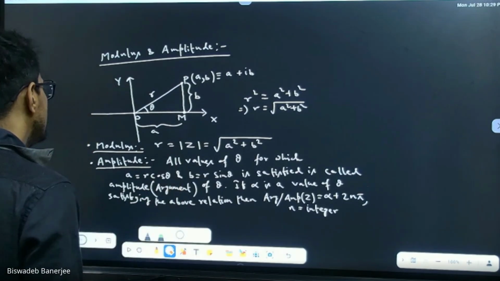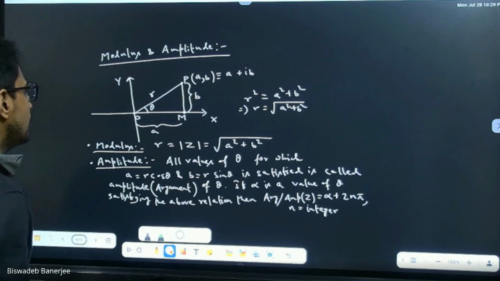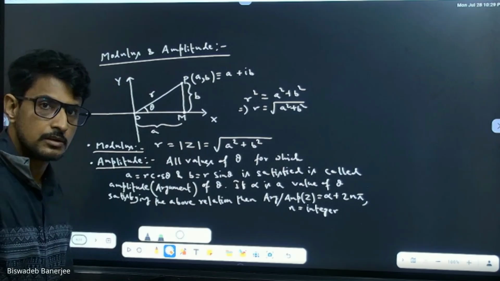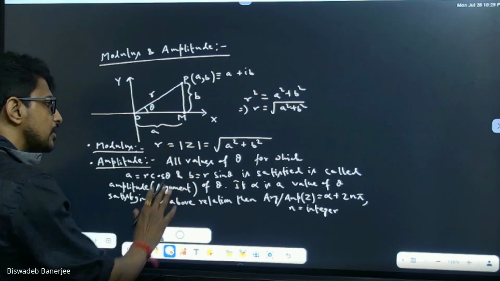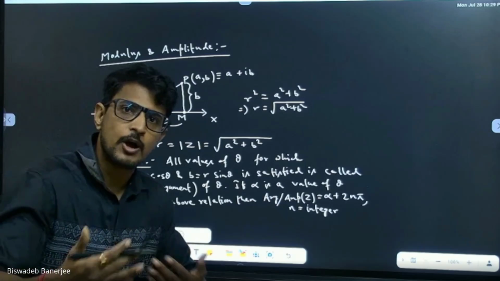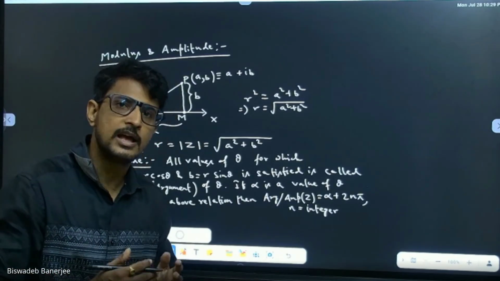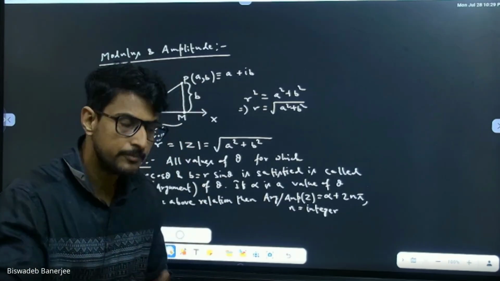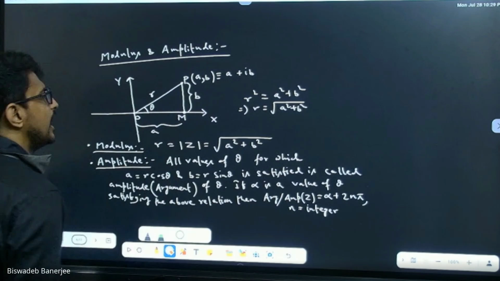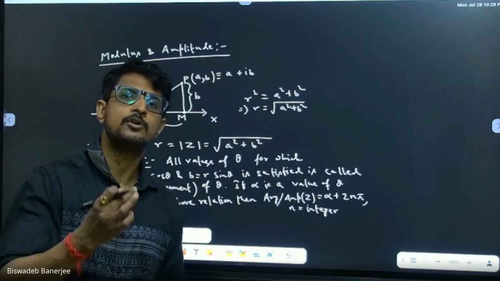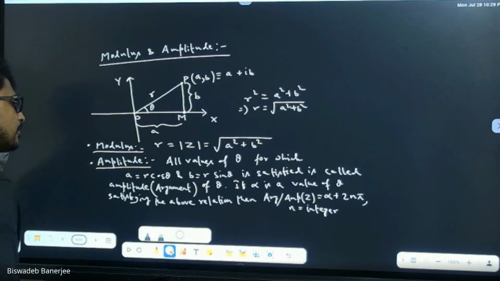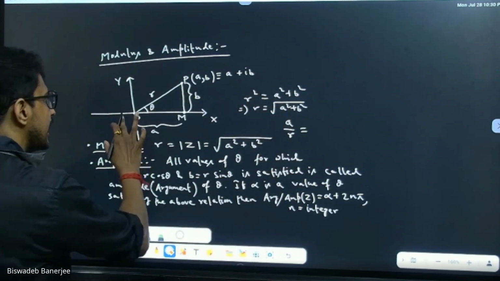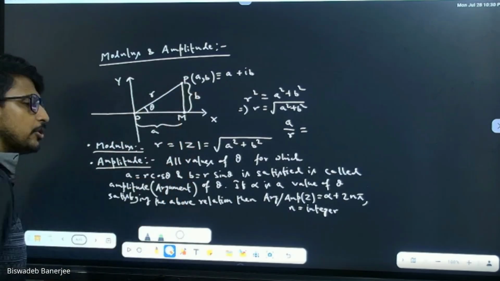Now coming to the amplitude part. As we see, theta is the angle between the x-axis and this OP. This theta is basically called the amplitude. All the values of theta are called amplitude, but it must satisfy a condition. What is the condition? From this diagram and by using the basic concept of trigonometry, we can write a by r. How can we write a by r? See that a is my base and r is my hypotenuse.